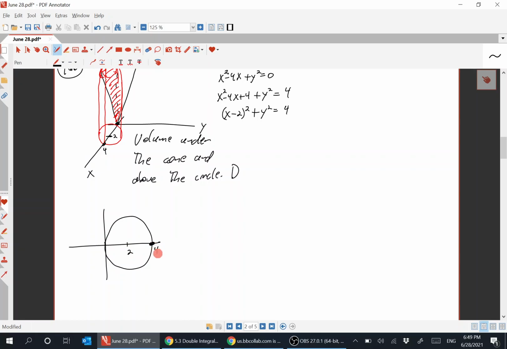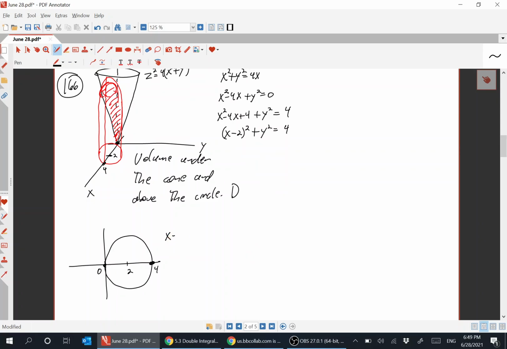The center is at 2, so it goes out to 4 on the x-axis, and it has the equation x squared plus y squared equals 4x. So in polar, x squared plus y squared is r squared, equal to 4r cosine theta. So you can cancel the r's. So r is equal to 4 cosine theta.